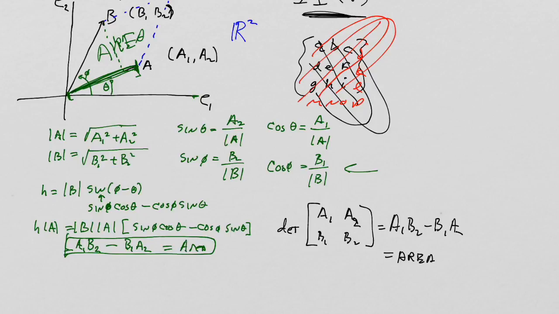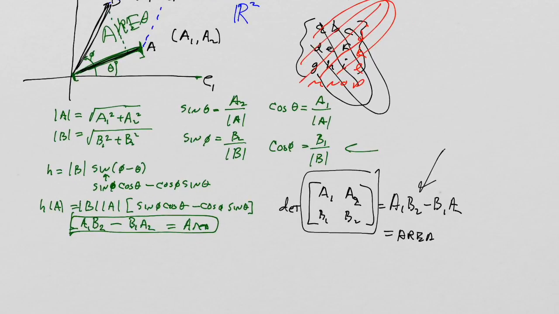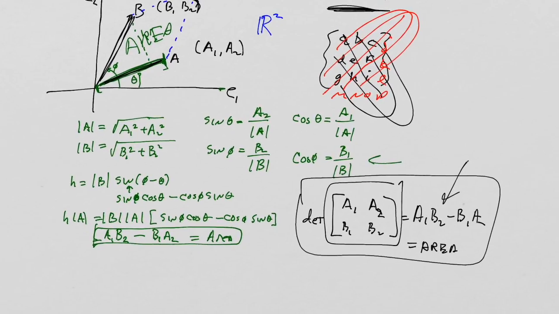And I'm counting on the fact that you know how to take the determinant of a 2-by-2 matrix, right? That's something you should know. But the point is that the area of the parallelogram that is enclosed when two vectors describe the edges is the determinant of this thing, right? And it turns out this is true for any dimension, right?